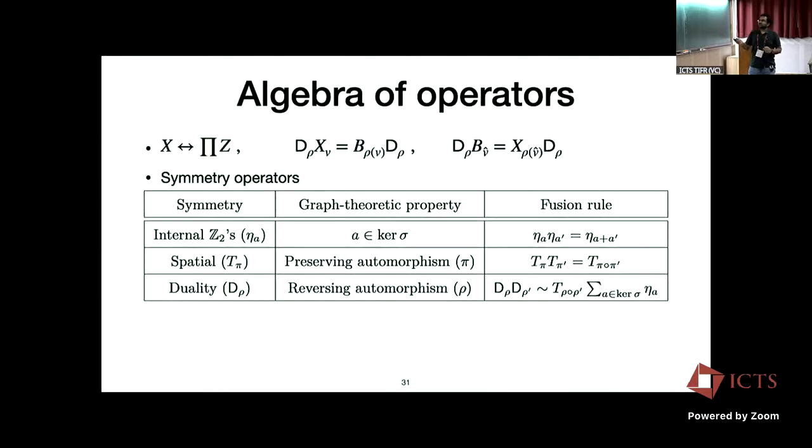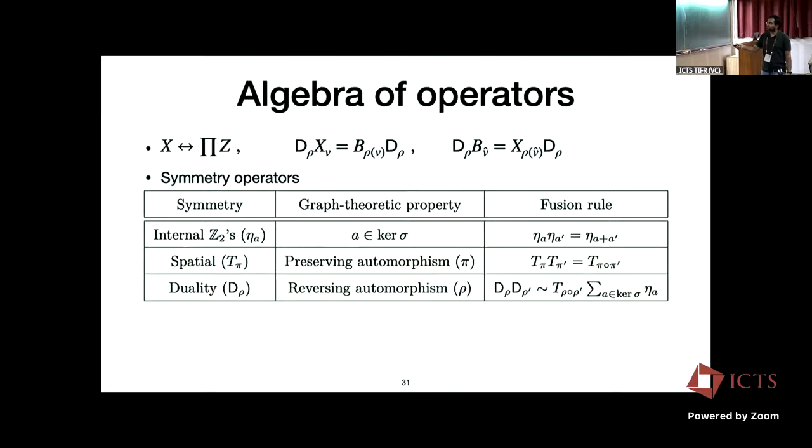And you can also work out the fusion rules. The most interesting one is the duality fusion rule, where if you take two duality operators associated with rho and rho prime, on the right-hand side we get a preserving automorphism. It's like a spatial symmetry associated with this preserving automorphism. Basically, when you apply two reversing automorphisms, it's equivalent to a preserving automorphism because you're back to the original vertex. You can do this on any graph. Yeah, any bipartite graph.